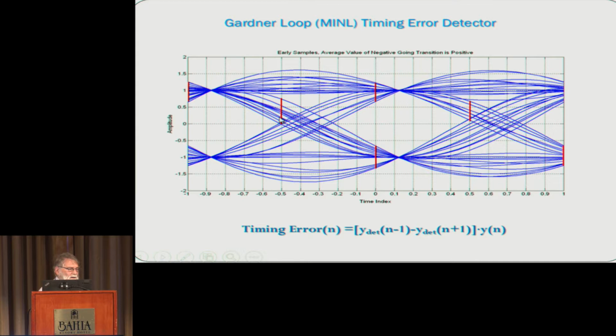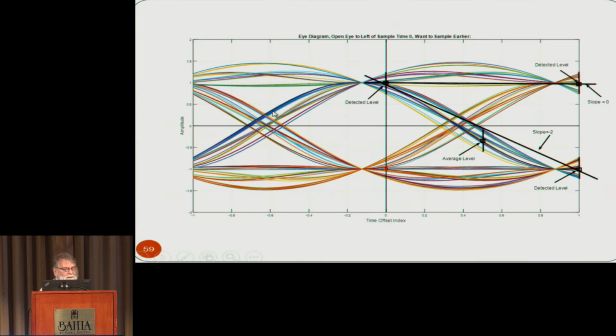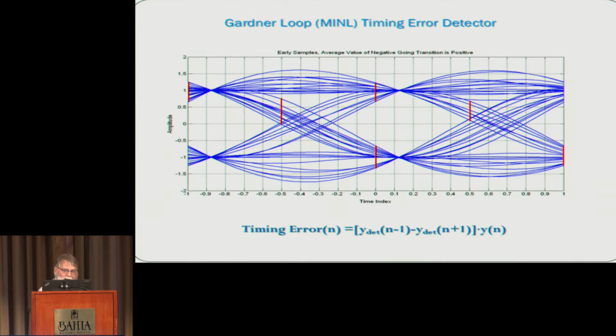But Gardner said, instead of making y dot go to zero, let's make y go to zero. So you take the sample on the left and the sample on the right. Here's my left sample. Left sample, right sample. If they're different sign, there must have been a zero crossing. You take the difference of these two, which estimates the slope, and the slope times this amplitude is the y y dot.